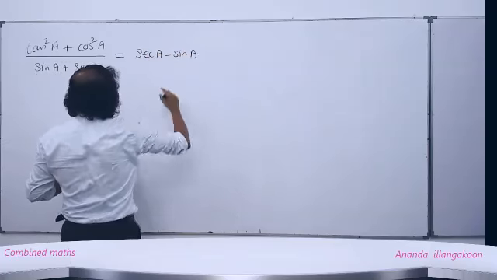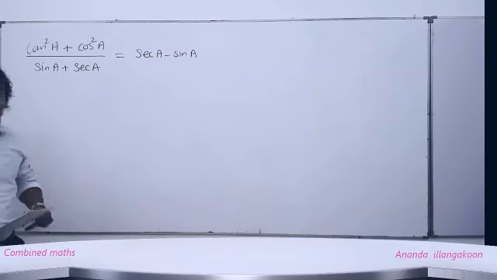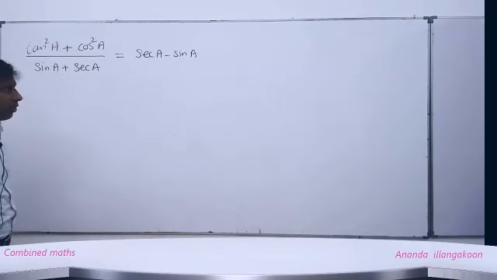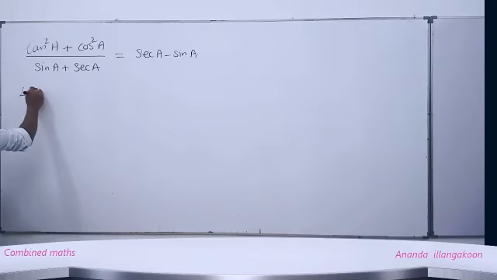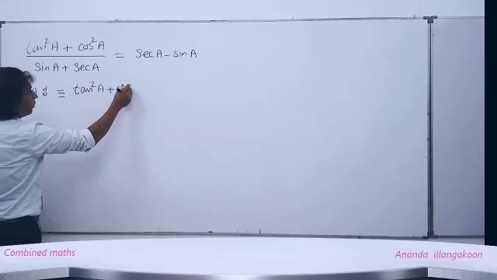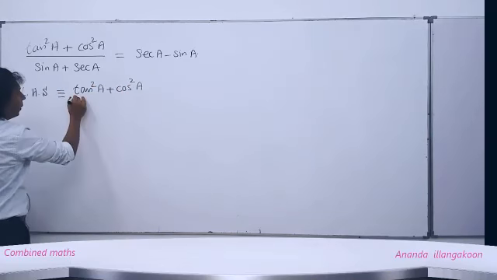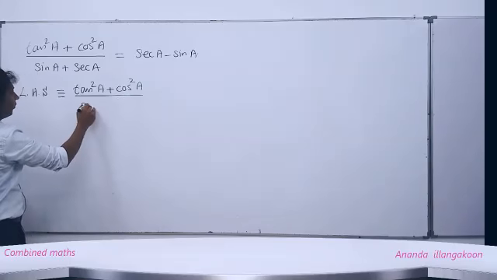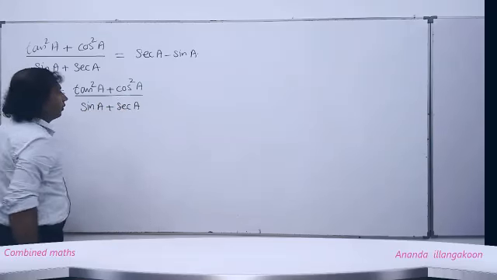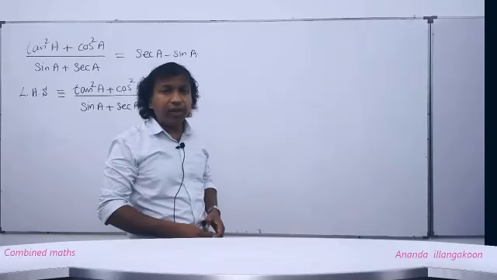Right. I'll give you 2-3 minutes, people. Try to get the answer of this. Start from the left hand side: tan squared A plus cos squared A divided by sin A plus sec A. Start, people. Everybody can do it, people.